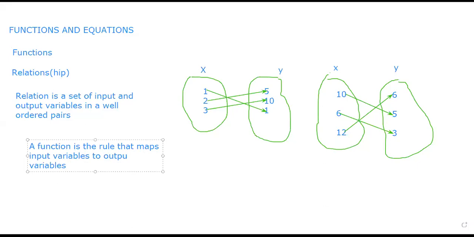So I am trying to demonstrate to you that functions have their roots from relations and mapping. So the rule that I have used to map 1 to 1, 2 to 5, and 3 to 10 is the function. You get the point. If you study the first example carefully, who can tell me the rule that I have in mind for my mapping? I have mapped 1 to 1, 2 to 5, and 3 to 10.